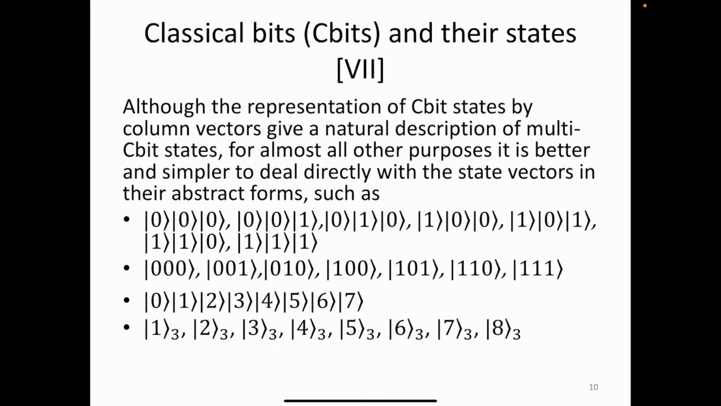So even though the representation of classical bit states by column vectors may give a natural description of multi-bit states, for almost all other purposes it's better and simpler to deal directly with the state vectors in their abstract forms, the ones that we already got to know previously. In quantum computing also, when you want to execute your computations, you usually do that in bracket notation. Or you can do that in bracket notation, you don't have to, and see how transformations work. So that makes your life a lot easier.